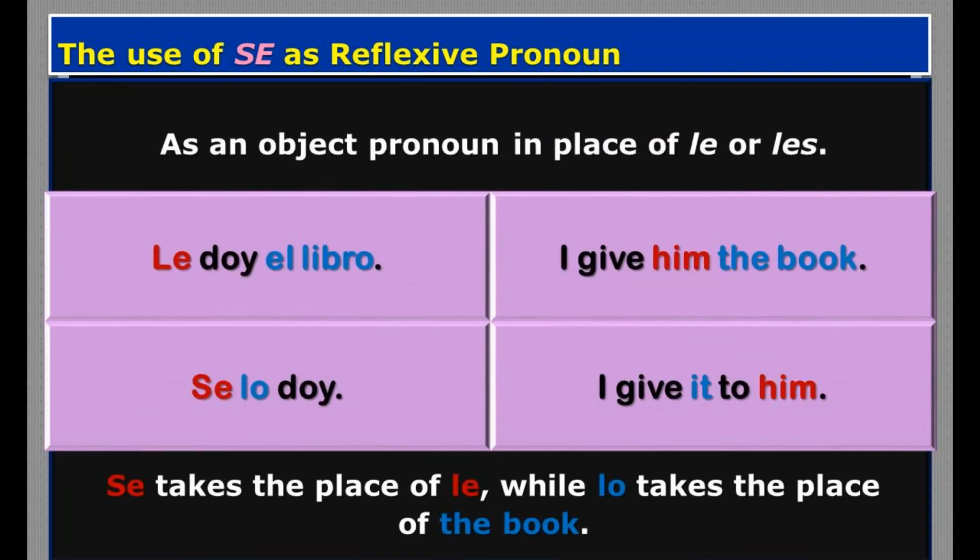Finally, se is used as an object pronoun in place of le or les, as in the following cases: Le doy el libro, I give him the book. Le pertains to him, the indirect object. El libro is the direct object. Se lo doy is the shortened version of I give it to him. Se here pertains to him, the indirect object. Lo pertains to the direct object, the book.